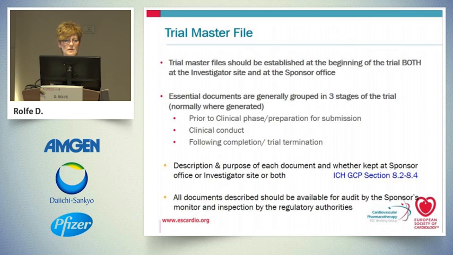The essential documents are generally grouped into three stages of trial where they're generated. In Chapter 8, you've actually got lists of the document name and where theoretically they're supposed to have been generated. And that list in Chapter 8, although it's extensive, as I said before, it's the minimum. However, whatever would be required to reconstruct that study, stick it in the file.